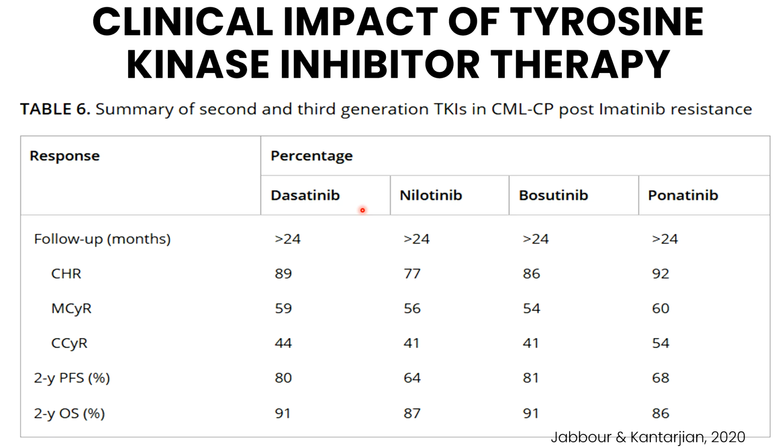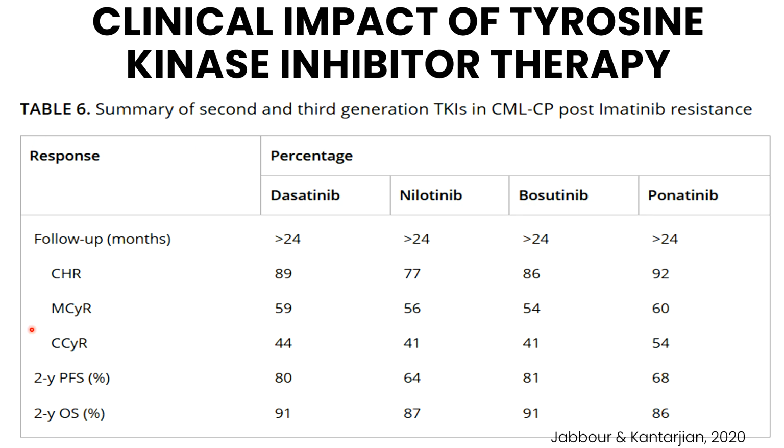Here we see several second and third generation TKIs. These drugs were developed after researchers recognized some patients no longer responded adequately to the first generation therapies, like imatinib. Rather than abandoning targeted therapy altogether, researchers designed new inhibitors capable of overcoming many of the resistance mechanisms observed during treatment.